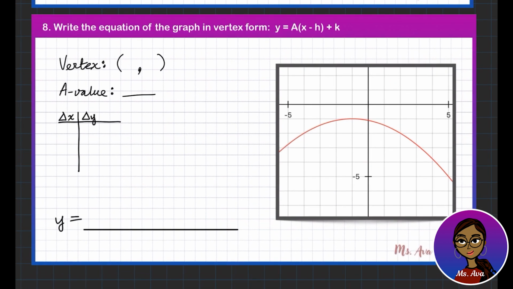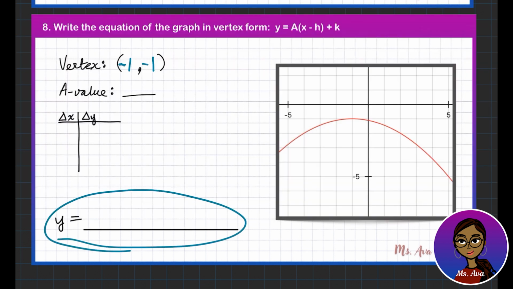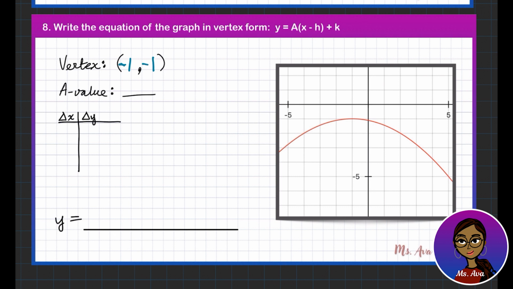So in this one, what is the vertex? The vertex is negative 1, negative 1. Okay, good. So negative 1, negative 1. So I left the equation totally blank here. So that means we have to start filling in everything on our own. So what would you like me to write?